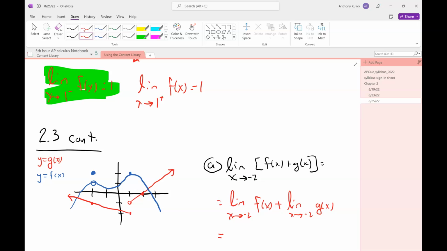So at -2, the limit as x approaches -2 of f of x is one. And the limit as x approaches -2 for g is -1. So that's 0.